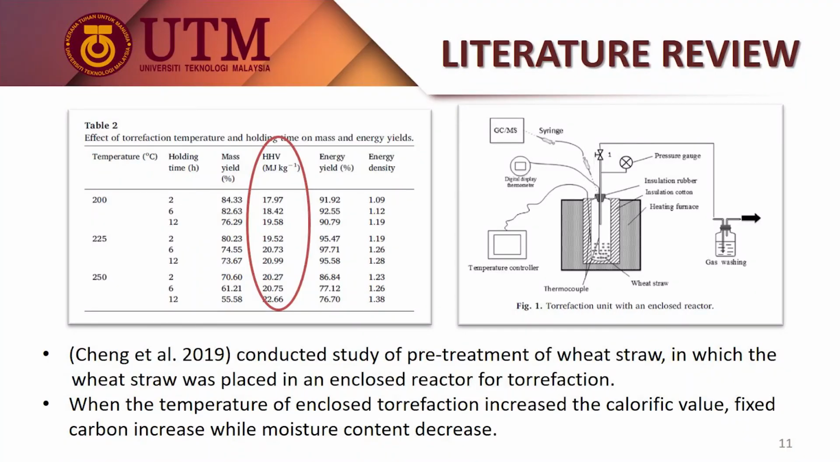Next, the study conducted by Chen. Chen conducted a study of pre-treatment of waste straw using an enclosed reactor for torrefaction. The enclosed torrefaction tank had a solar collector to provide a stable heat source of 200 until 250 degrees Celsius. The sample is placed in an enclosed chamber which is heated by solar energy. As the temperature in the chamber increased, after reaching the holding time, the vent valve was opened to release the pressure and all the waste straw in the reactor was quickly taken out. The results show that when the temperature of the enclosed torrefier increased, the calorific value and fixed carbon increased while moisture content decreased.